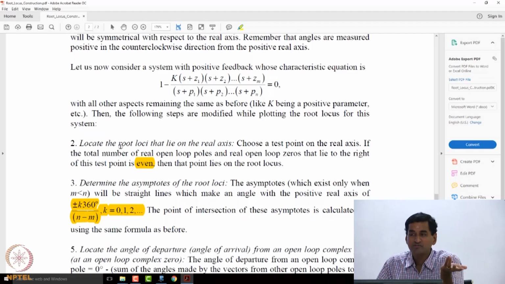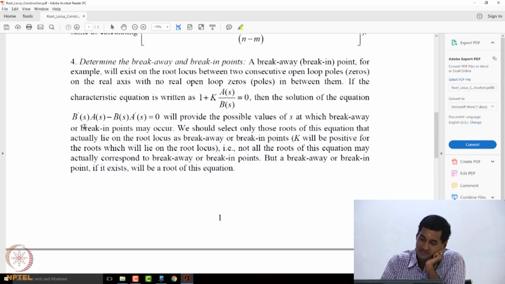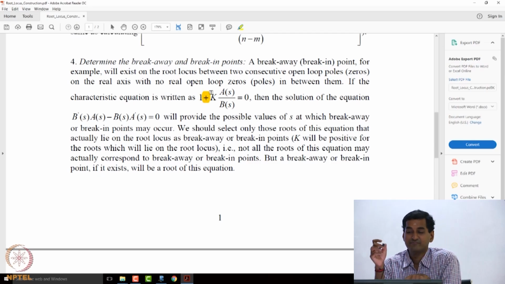The point of intersection of the asymptotes on the real axis, that formula remains the same: sum of open loop poles minus sum of open loop zeros divided by n minus m. That does not change. Let's come to step 4. Step 4 remains the same because it is just a matter of figuring out potential breakaway and break-in points and then determining whether they lie on the root locus. But we need to be a bit careful now. Why? Because the characteristic equation can now be written as 1 minus k times a(s) divided by b(s).